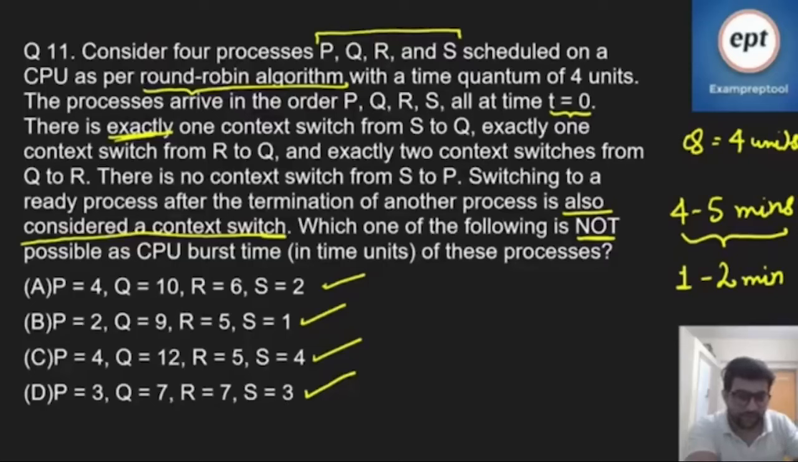Let's see the options. We can see that in option D, the burst time of Q is given as 7, right? This means that this is not possible. That means that this is our answer.